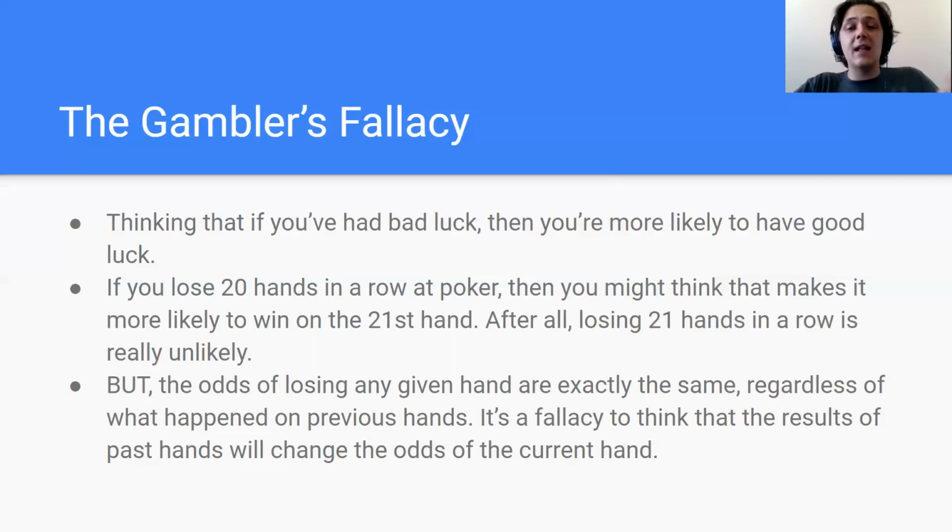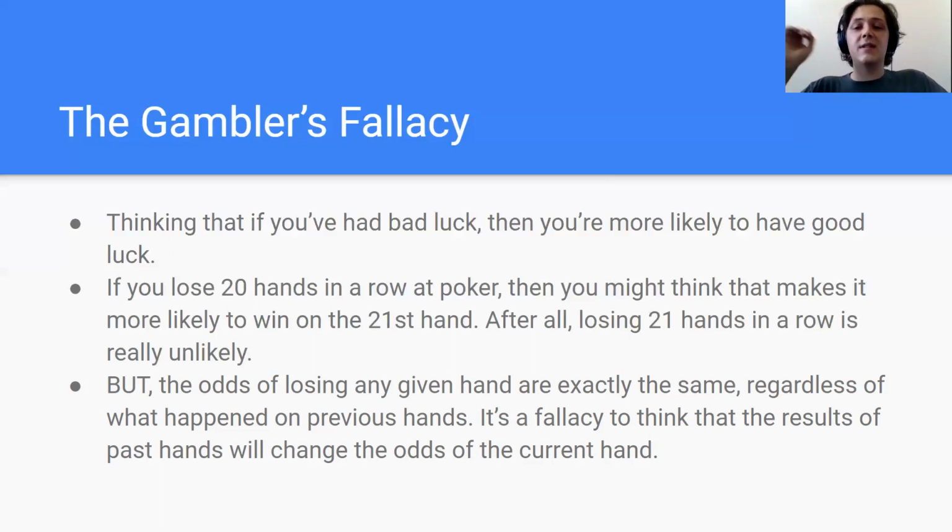That's a fallacy. The odds of losing any given poker hand, or the odds of the roulette ball landing on red, or the odds of a coin coming up tails, they're all exactly the same, regardless of what happened in previous hands, on previous rolls, on previous flips. Every coin flip is independent. What happened on previous coin flips doesn't affect the next coin flip's odds or chances.